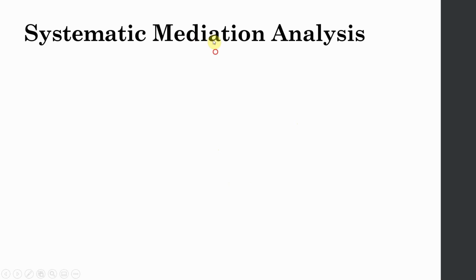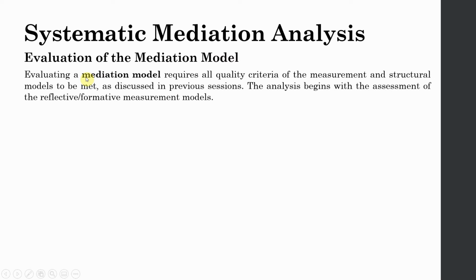Systematic mediation analysis. Evaluation of the mediation model. Evaluating a mediation model requires all quality criteria of measurement and structural models to be met. As discussed in the previous sessions, the analysis begins with the assessment of the reflective or formative measurement model. Before you go on and assess the mediation role of the mediating variable, you need to evaluate your measurement model, whether it's reflective or formative, as we have done in previous sessions.